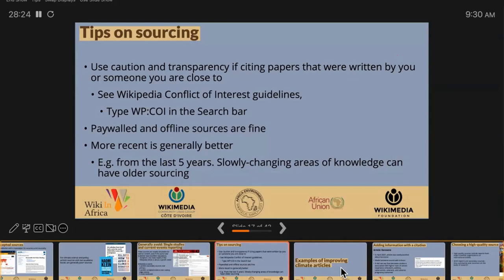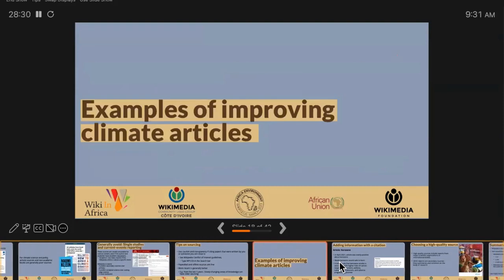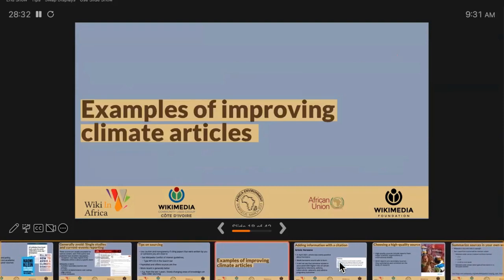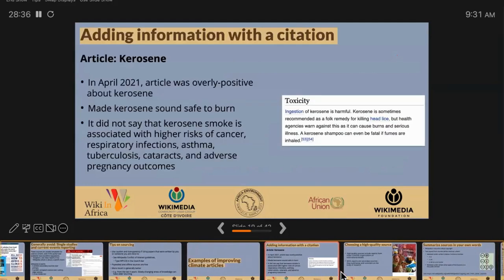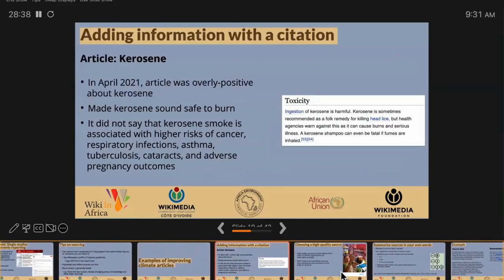So great questions. I'm going to just move on so that we can talk about some examples and putting this into action. So, examples of improving climate articles. I want to tell some success stories about things that people have done to improve climate articles. And these are all stories about edits that have stuck.